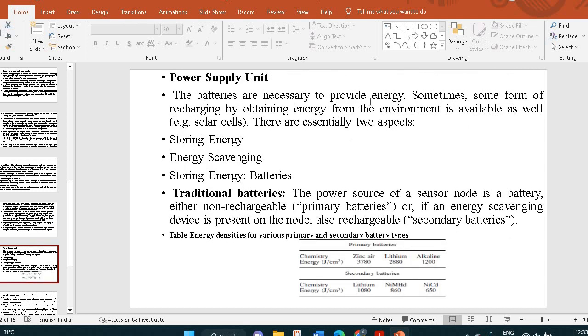Power supply unit. Batteries are necessary to provide energy. Sometimes some form of recharging by obtaining energy from the environment is available as well. There are essentially two aspects: storing energy, in batteries, and energy scavenging. Storing energy, traditional batteries. The power source of a sensor node is a battery, either non-rechargeable, that is primary battery, or, if an energy scavenging device is present on the node, also rechargeable, that is secondary batteries.